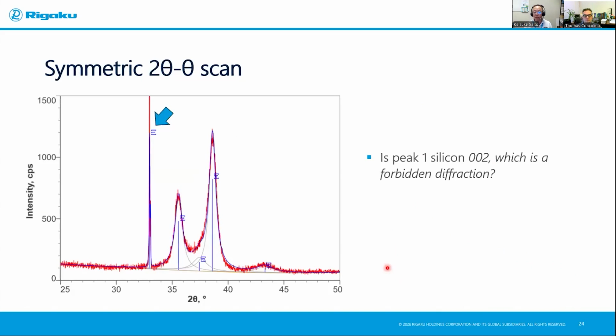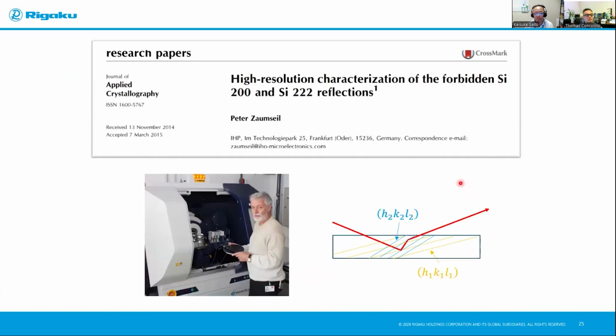How about a sharp peak? If you are familiar with a silicon substrate, I'm pretty sure sometimes you see this peak, right? The 2 theta is around 33 degree. But if this is a silicon peak, this should be 002, but 002 is a forbidden diffraction, so it means 0 intensity. So Dr. Zamzile, he's one of the smart lab users.